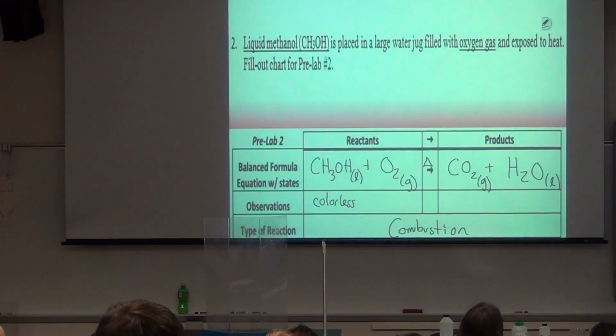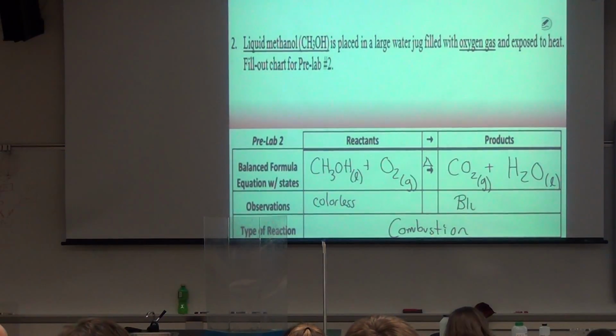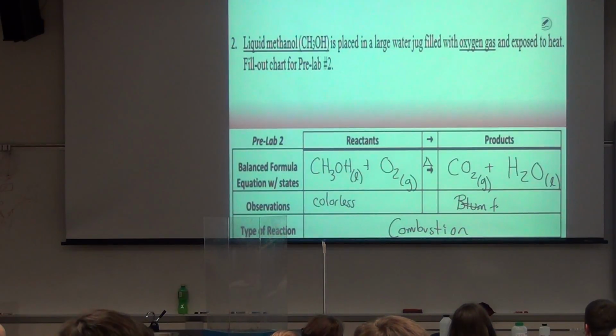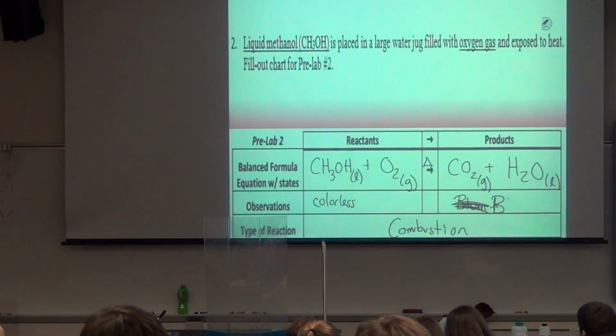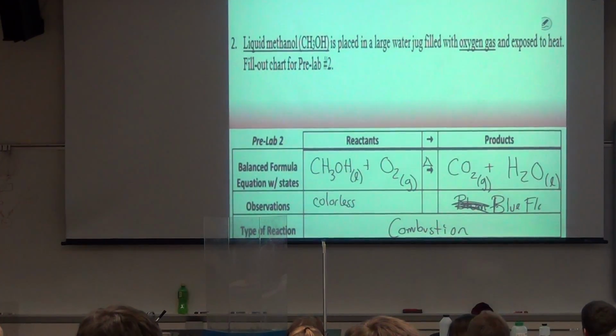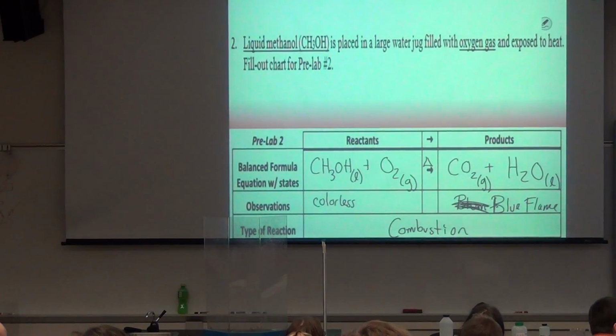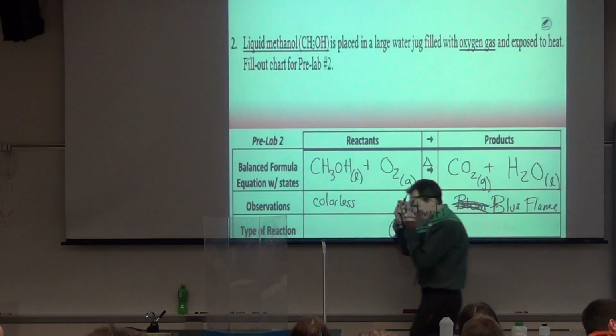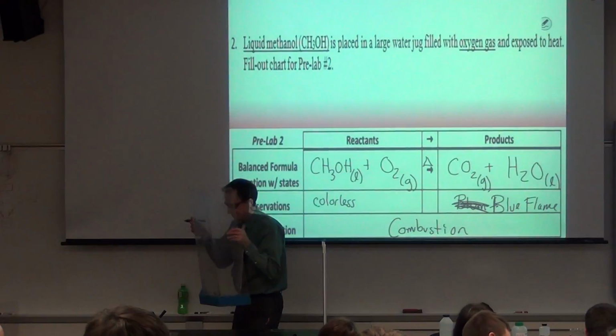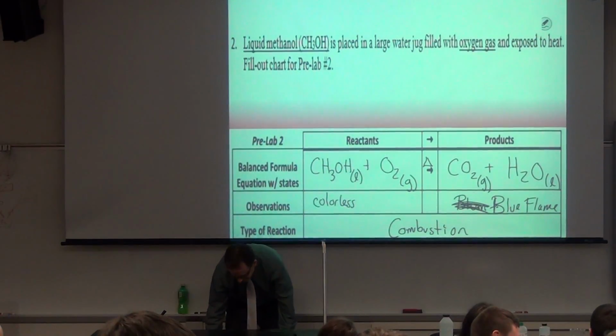I need to have some sort of observation. If you're not sure what to write for your products, you write evidence of a chemical reaction. So what did I see? I saw blue light, right? A lot of energy coming out of it. So blue flame, maybe? What the heck am I writing? I can't erase it! Blue flame. You can't spell blue. It's between plum and blue. I had a blue plum today, that's why.